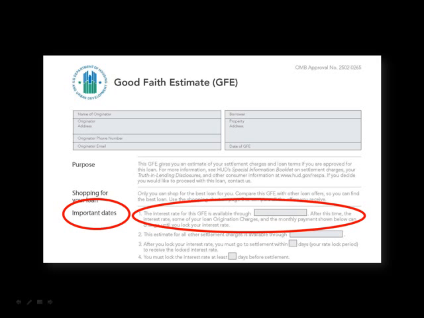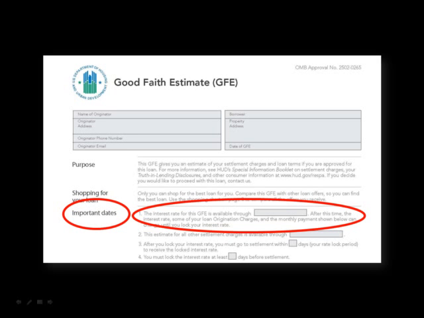There are a couple of important dates to be aware of on the new good faith. The first is the expiration date of the interest rate. This will vary from one loan originator to another. Any good faith estimate that is given out to a client by me or my company will be expired immediately after we give them the quote.